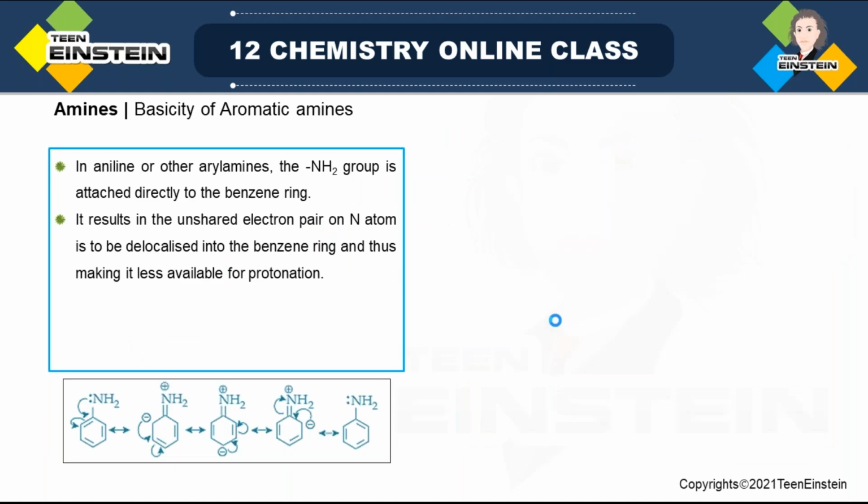Basicity of aromatic amines. Look at this resonance structure as I have said. Suppose this is the first structure possible. Now the lone pair is interacting with the double bonds. It is now positive, this is negative. Suppose this is structure number 1, this is 2, but the negative charge is present at the ortho position compared to NH2. Then the next possibility, now it is present at the para position, structure number 4, now the negative charge is present at the other ortho.